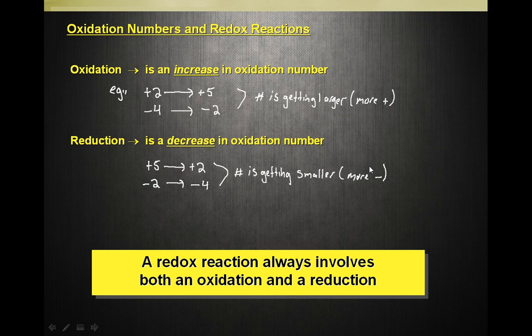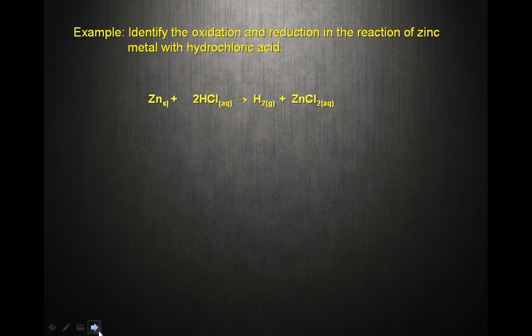You'll see later when we're putting positives and negatives on all our atoms, on the reactants and products, a number has to go up, an increase in charge, and another has to go down. In other words, there always has to be an oxidation and a reduction. You can't have an oxidation without a reduction, or a reduction without an oxidation. You'll see as we go through some examples what I mean by that. You have to have both. A number has to go up and another one has to go down.